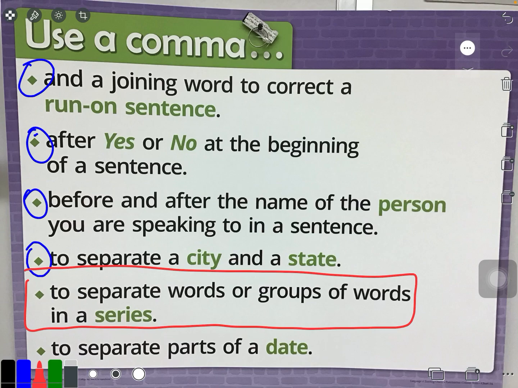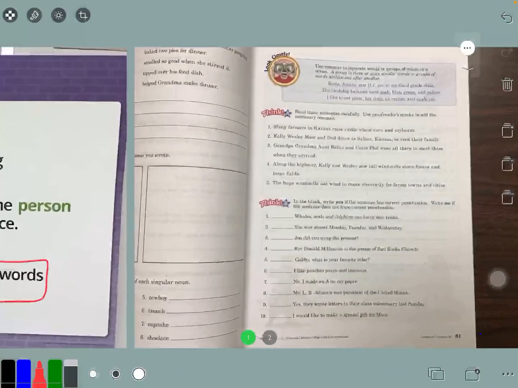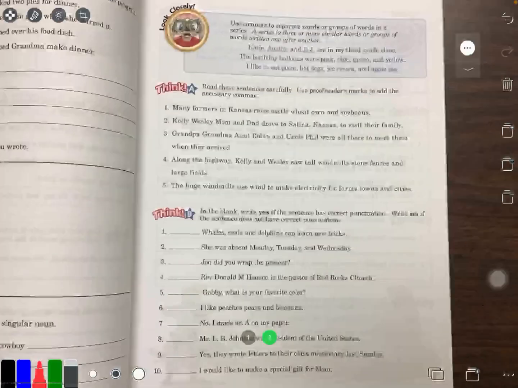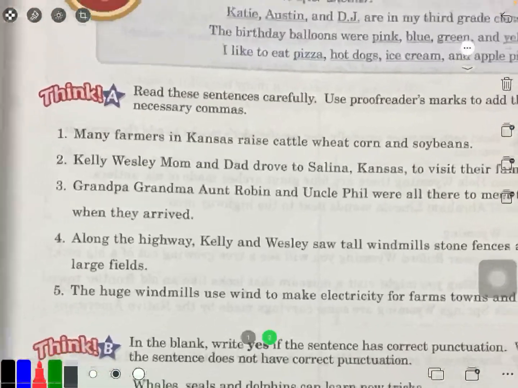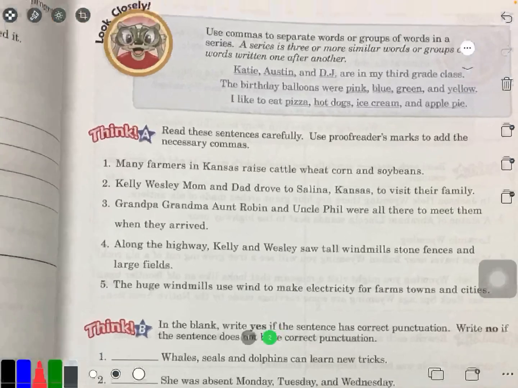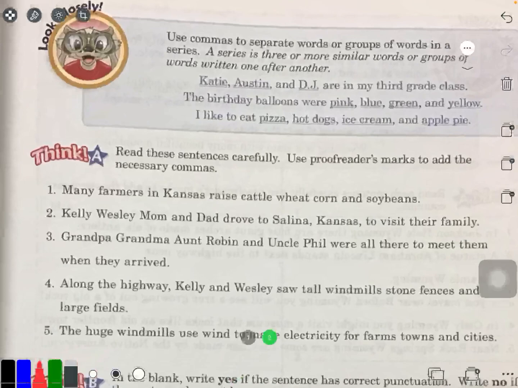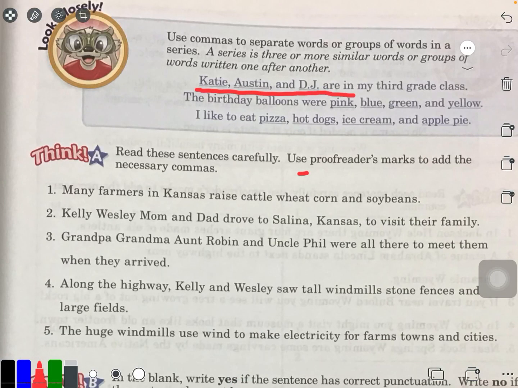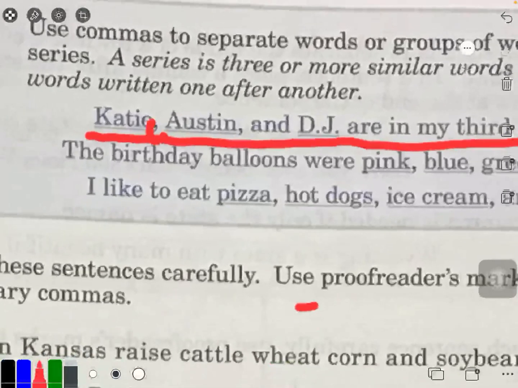This is going to be level 3 thinking for now on page 61. All right? So it says here, think A. Read these sentences carefully. Use proofreader marks to add the necessary commas. All right, so once again, when you're listing things, you use commas. The first example says, Katie, Austin, and DJ are in my third grade class. So notice how they are listing friends. They use commas when they are listing their friends.